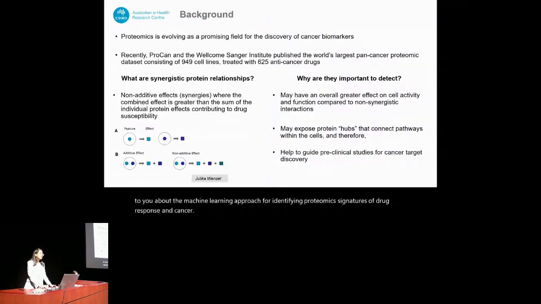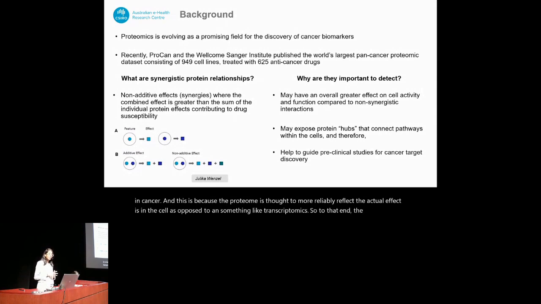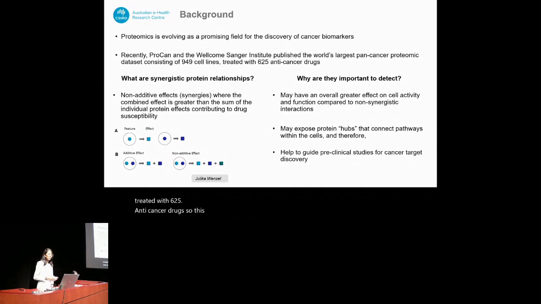So proteomics is rapidly evolving as a really promising field for identifying predictive biomarkers in cancer. And this is because the proteome is thought to more reliably reflect the actual effectors in the cell, as opposed to something like transcriptomics. So to that end, the Wellcome Sanger Institute, in collaboration with our collaborators from Sydney, ProCan, recently published the world's largest pan-cancer proteomic map of 949 commonly used cancer cell lines, treated with 625 anti-cancer drugs. So this is a really valuable resource for identifying these predictive biomarkers.